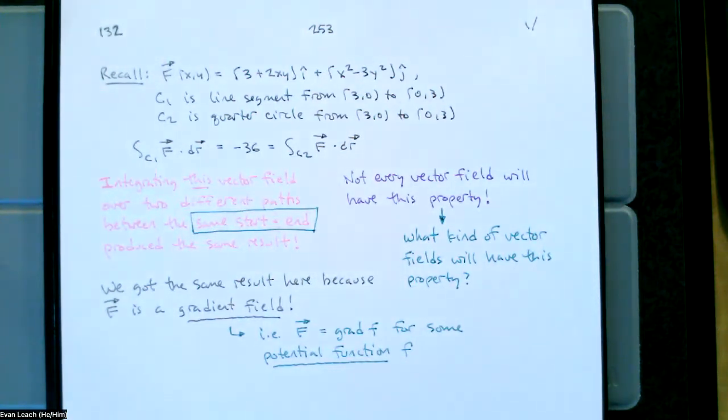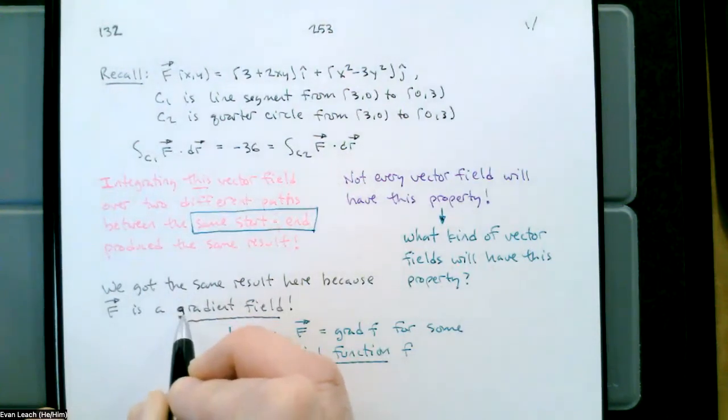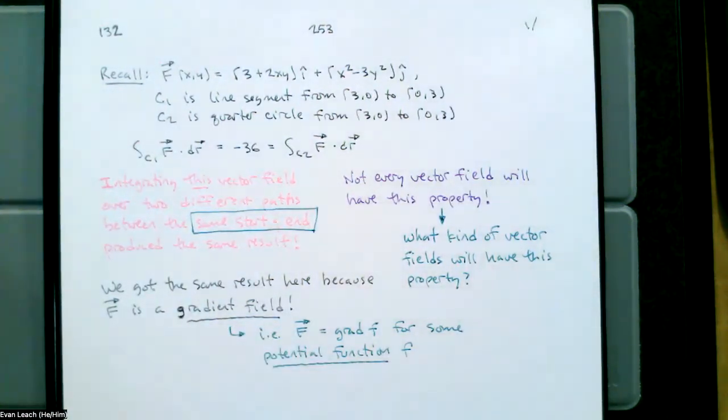What we want to observe about this vector field is that this vector field is a gradient field. I didn't tell you that at the beginning. That would have given this part away. So we got the same result because F is a gradient field. That is, F is the gradient of f for some potential function little f. So two vocabulary terms in rapid succession: gradient field, potential function.